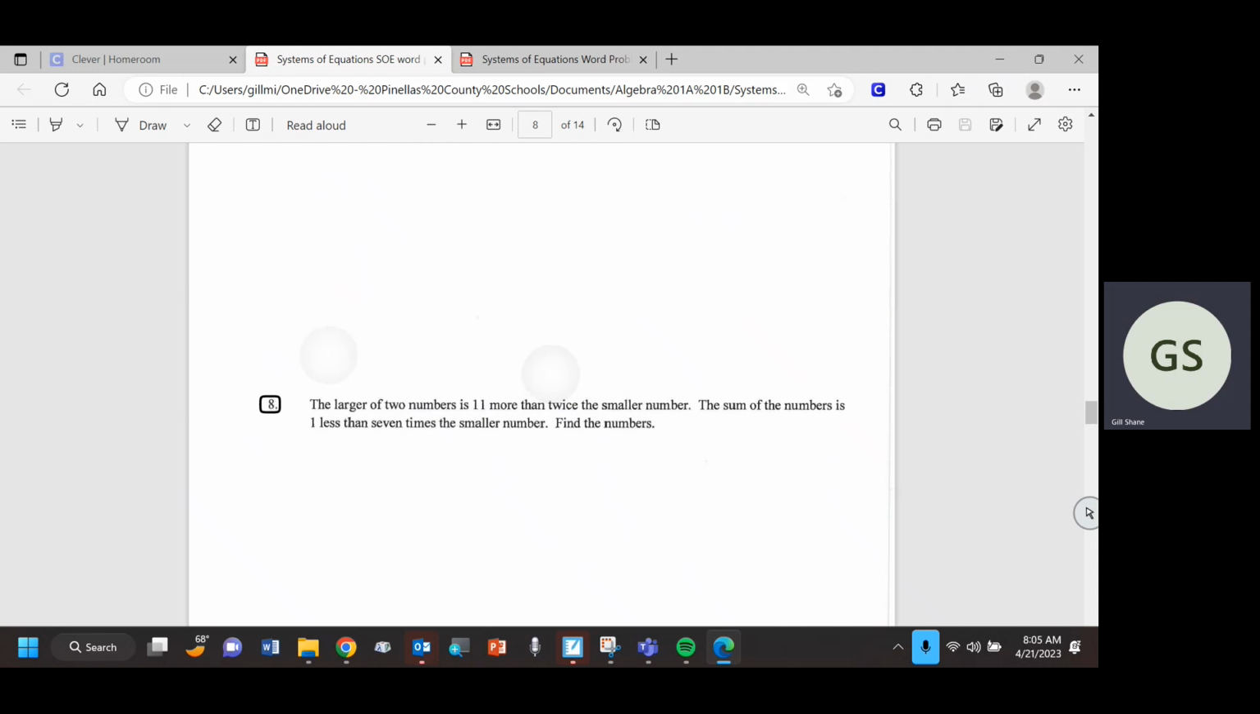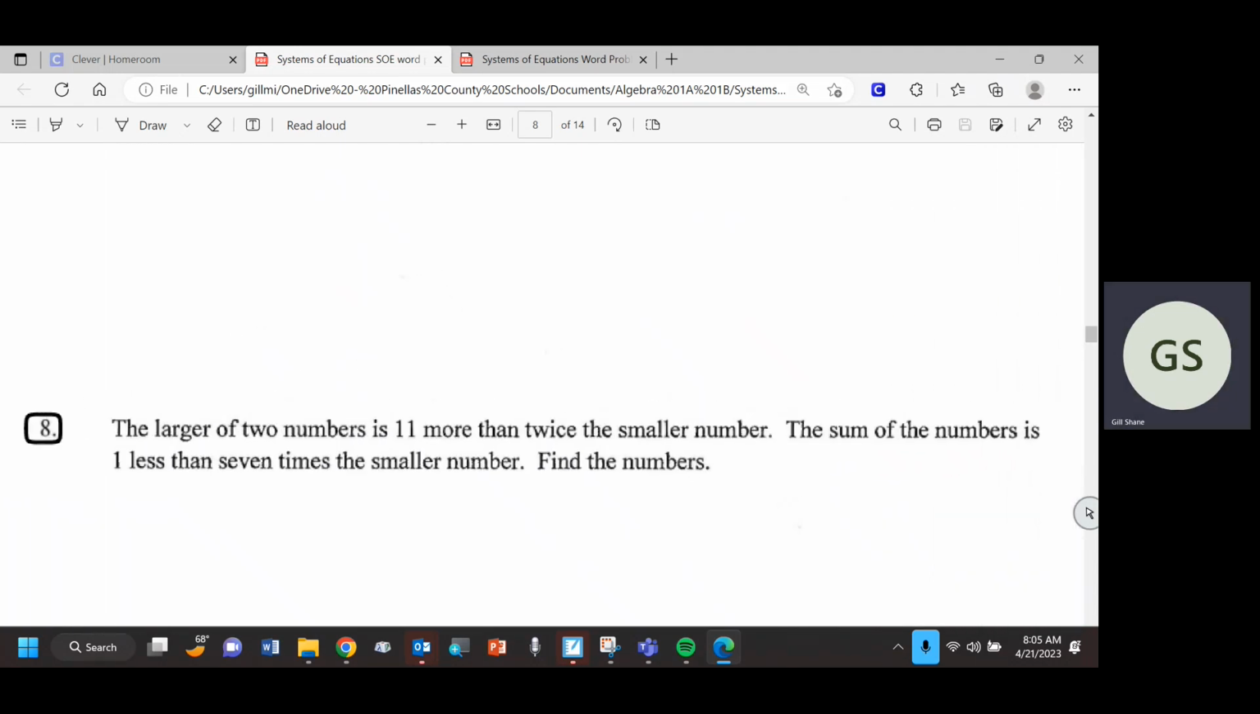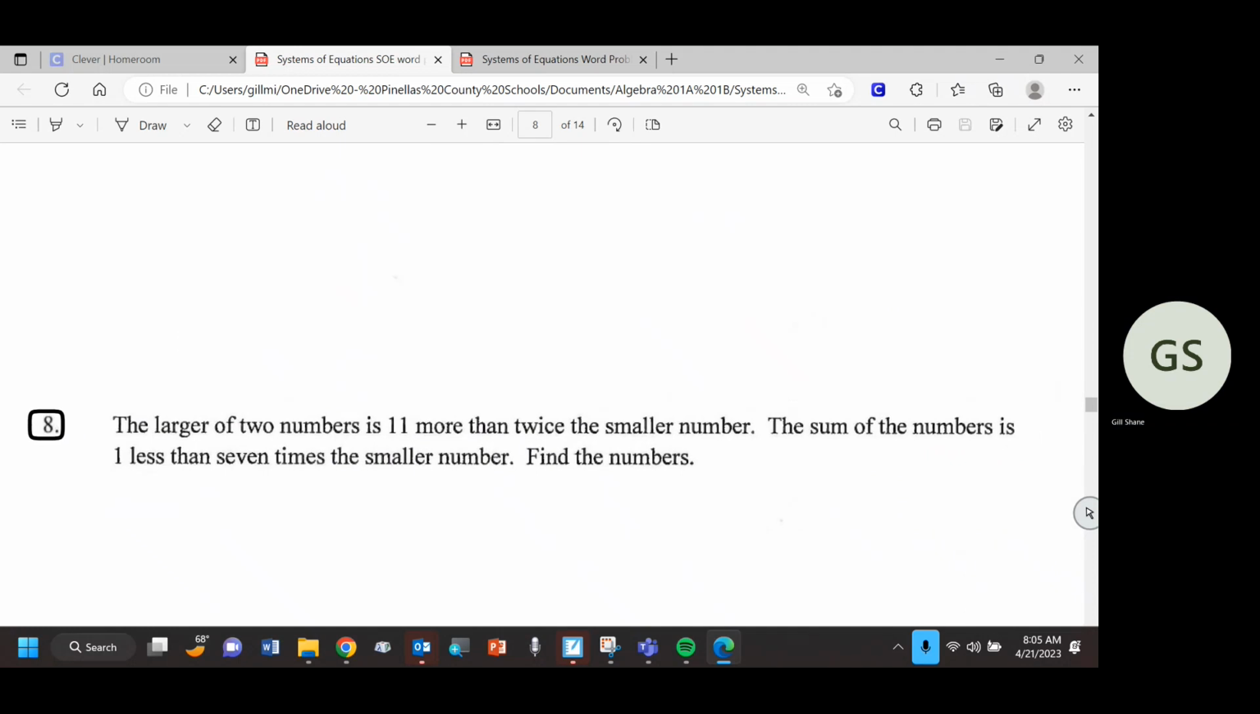Oh wait, hold on. It's in there. It's just not circled. I think. I circled every single one. That's not it. That's not it. Yeah, it is. Oh, yeah, it is.